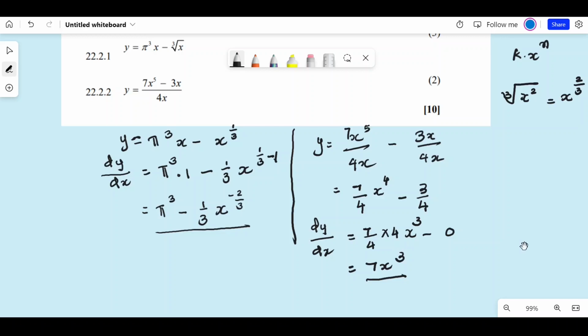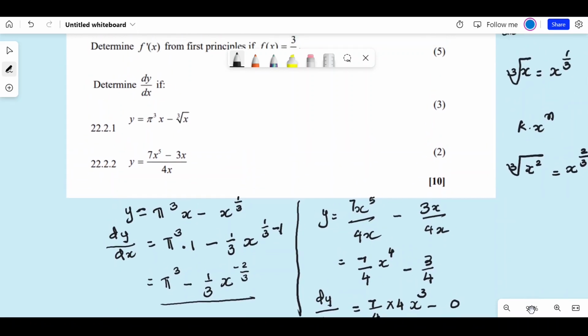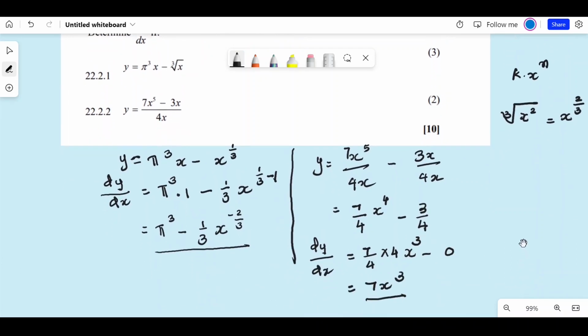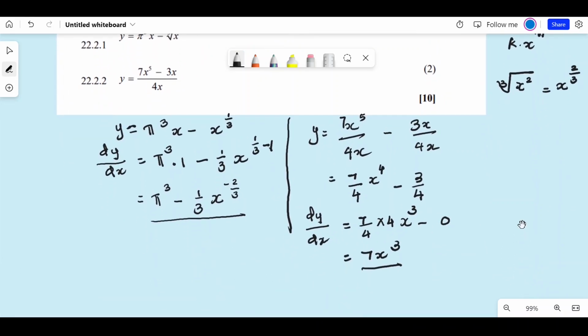Okay, so altogether this question had 10 marks. That is the basics in calculus. Now in the next lesson we are going to see how to draw the cubic graph.